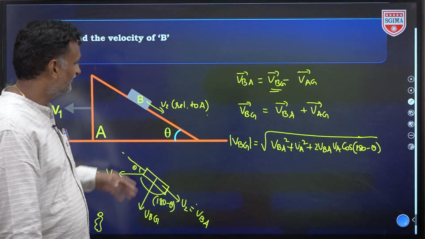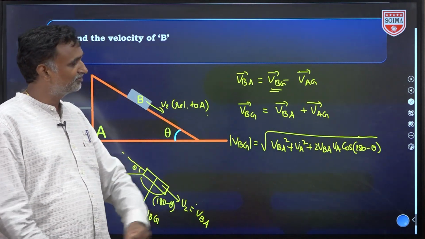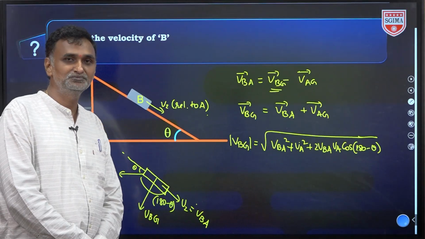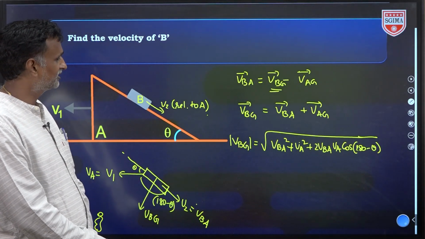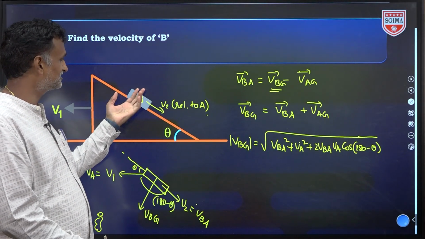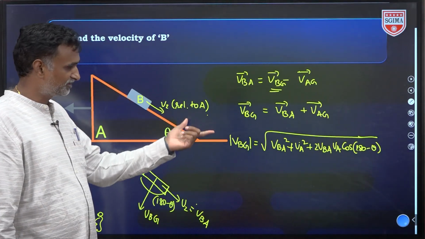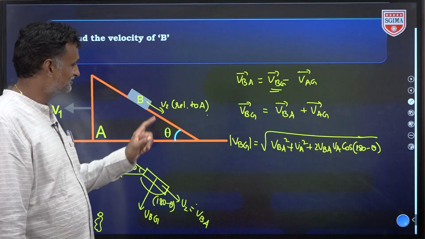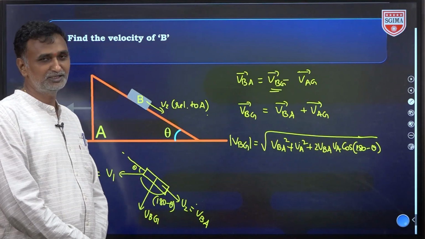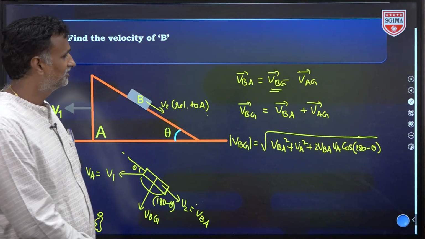Okay, if they give velocities V1 and V2, we can put them in this one and we will get the answer, right? So this is the way we can solve for the velocity of B with respect to ground. And with respect to the wedge, we have already seen in the previous case, we can take its components perpendicular to this direction, and we will get the answer.